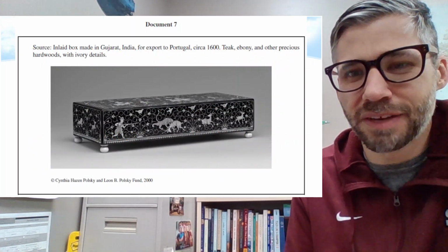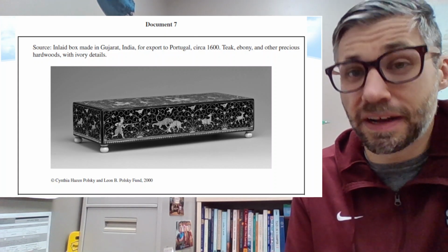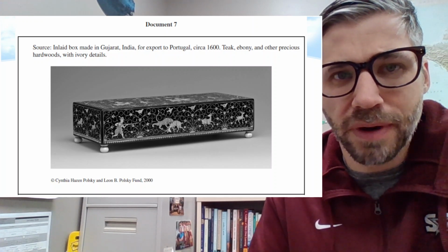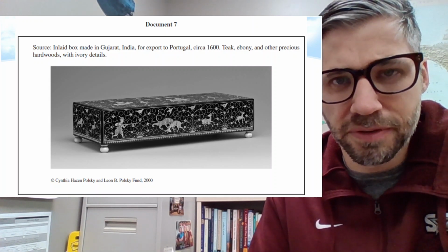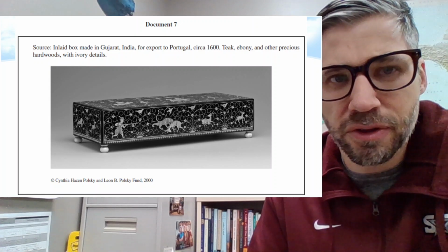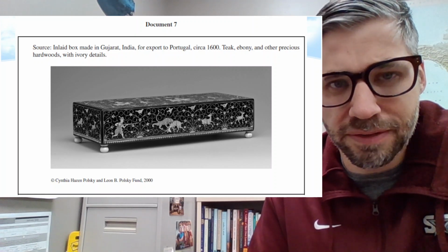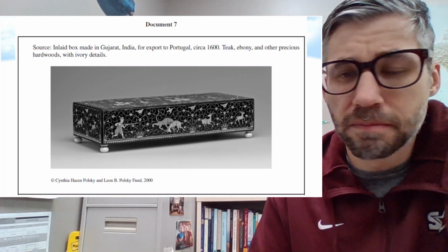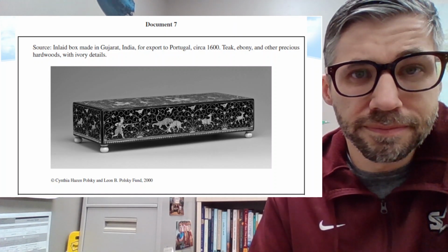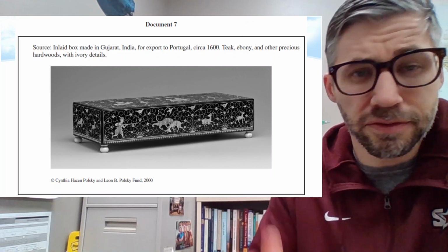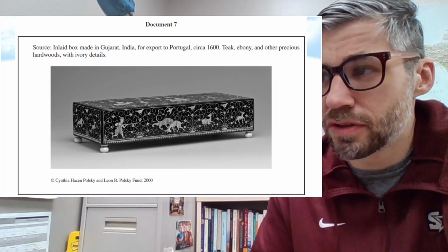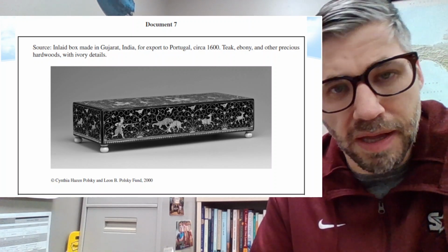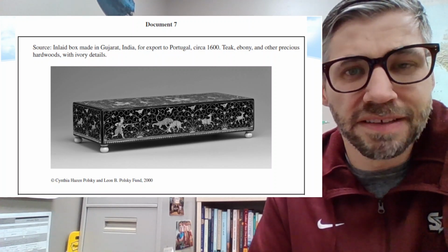Last one. This one confounded some students. A box. Inlaid box made in Gujarat, India for export to Portugal circa 1600. Teak and ebony and other precious hardwoods with ivory details. It's a picture of a box. Some clues. This is a luxury good, given how they describe it. And when you look at the image, it shows a light-skinned European hunting exotic animals.